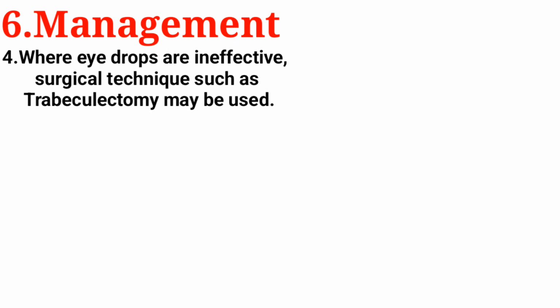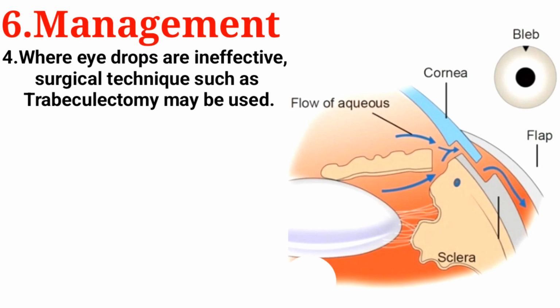Where eye drops are ineffective, surgical techniques such as trabeculectomy may be used. It is achieved by removing some parts of trabecular meshwork and adjacent structures to make a new way for aqueous humor to drain away from the eye.